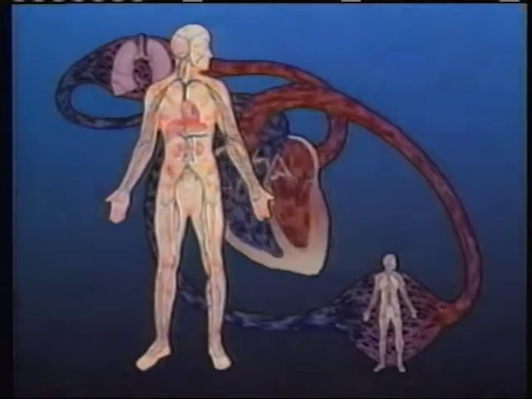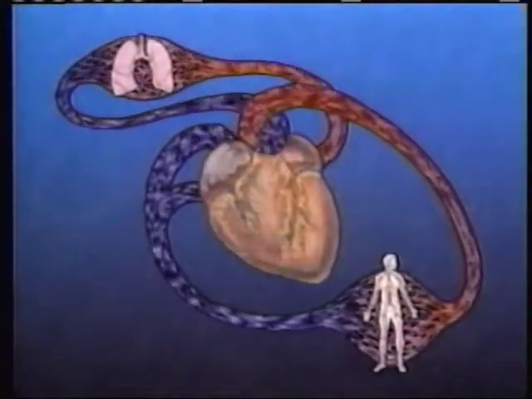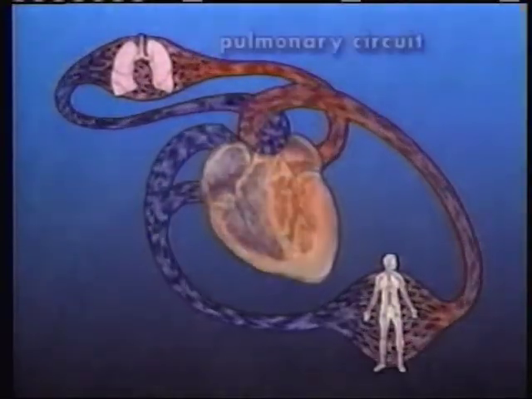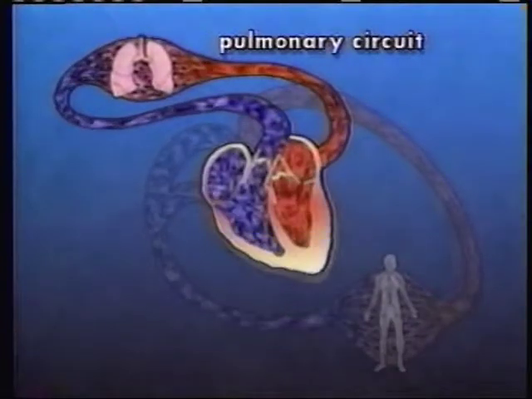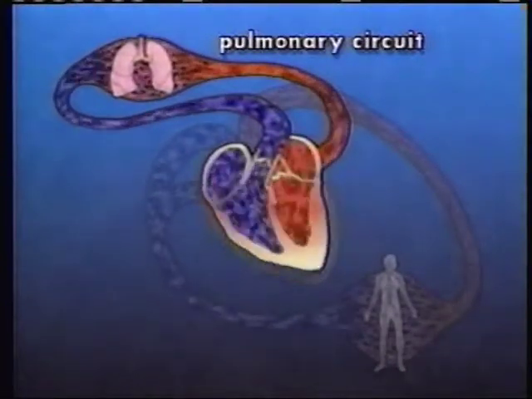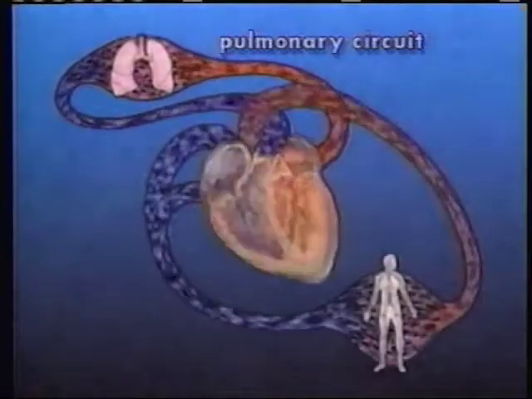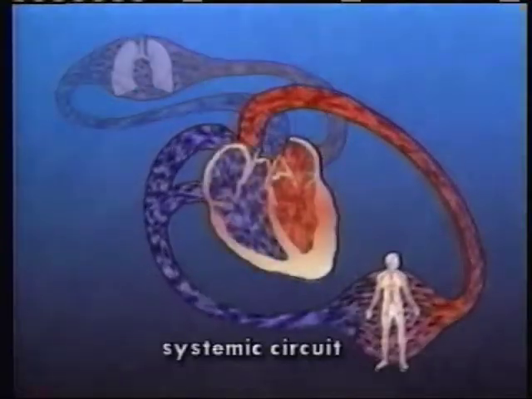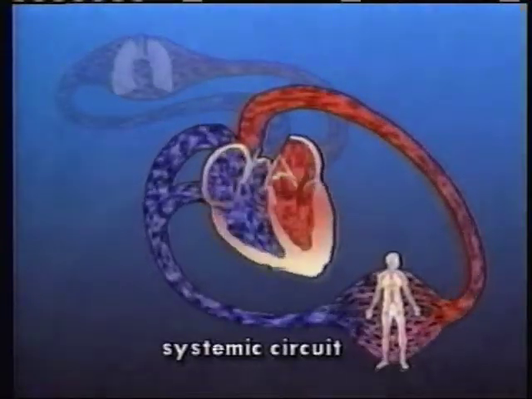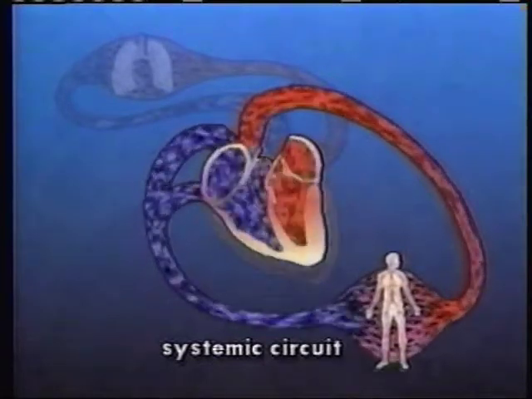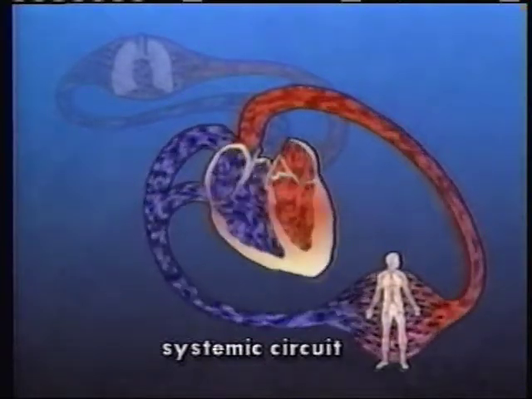All of the vessels which conduct blood from the right ventricle of the heart to the lungs and back to the left atrium constitute the pulmonary circuit. The transportation of blood from the left ventricle to body organs and tissues and its return to the right atrium occurs within vessels of the systemic circuit.